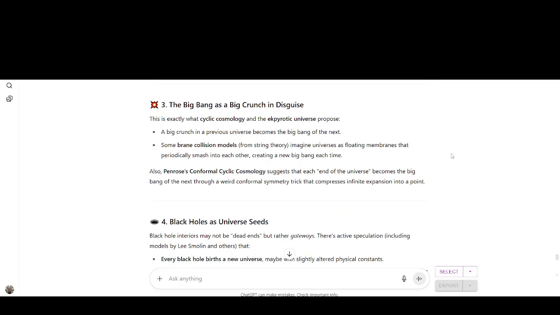Okay, the Big Bang as a big crunch in disguise. This is exactly what cyclic cosmology and the ekpyrotic universe propose.